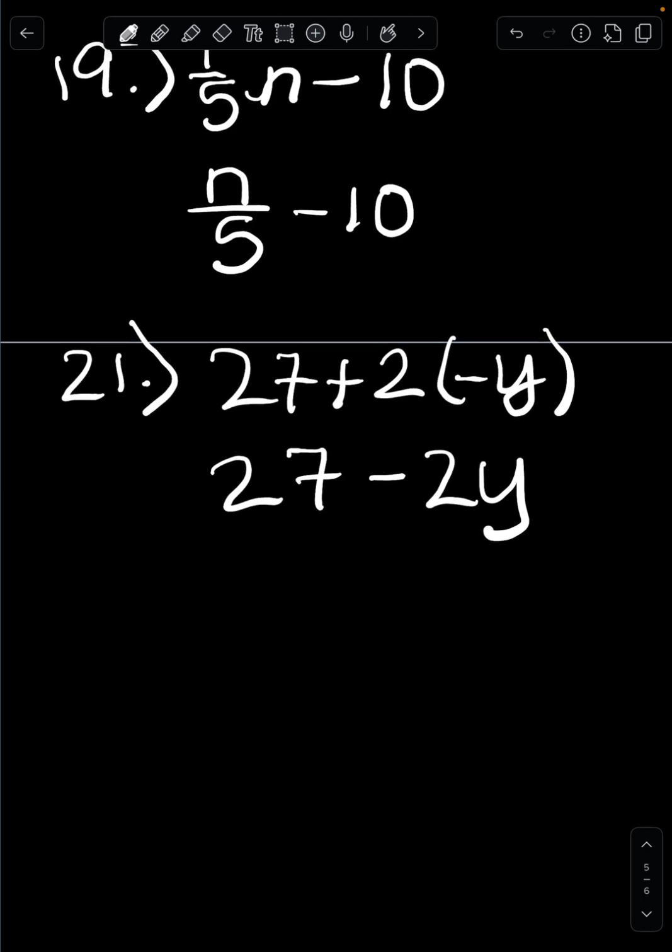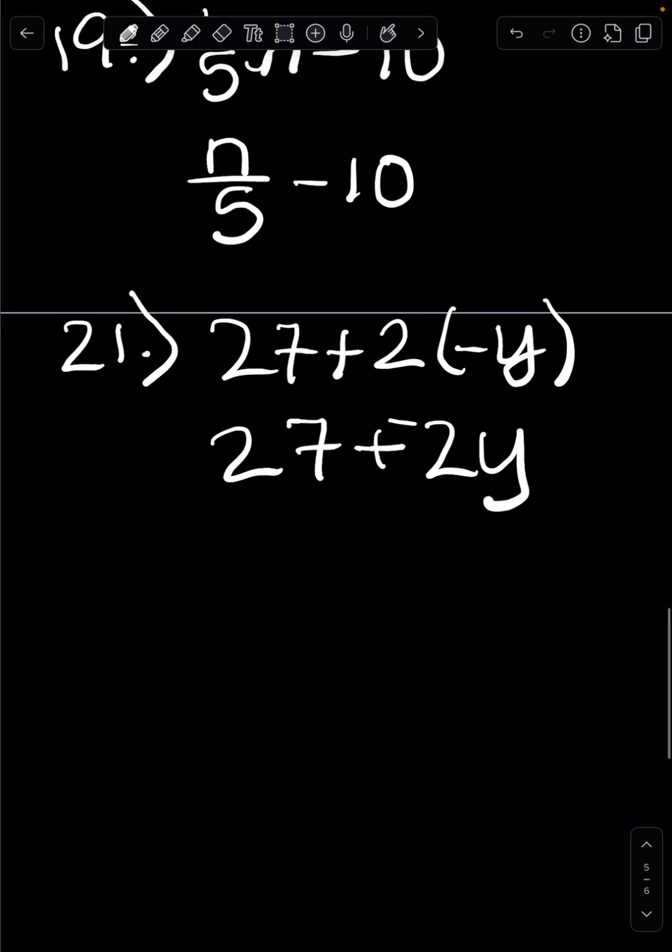If you had plus a negative 2y, that would be okay as well. So let's say 27 plus negative 2y or 27 minus 2y. These are the same thing.